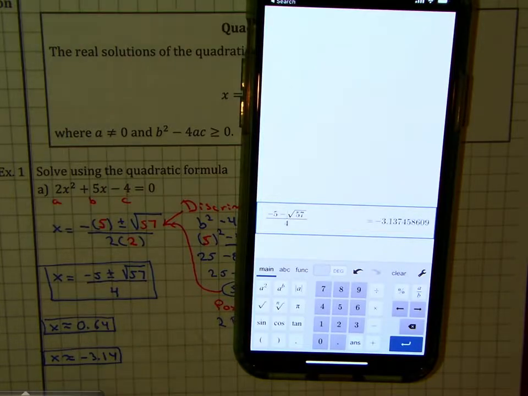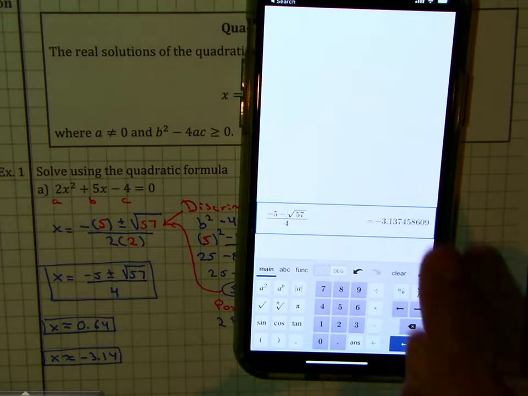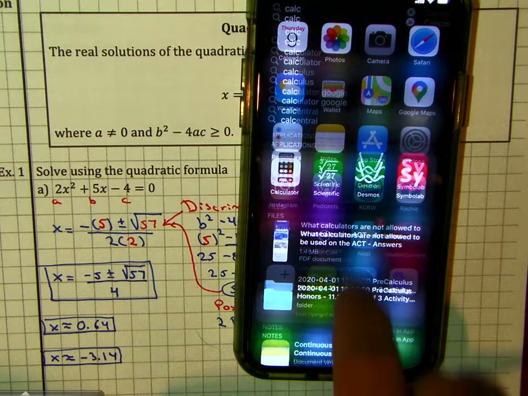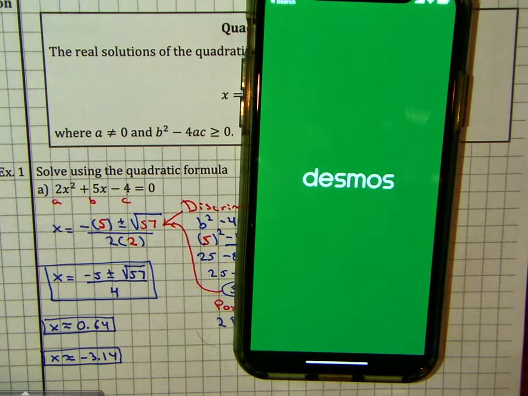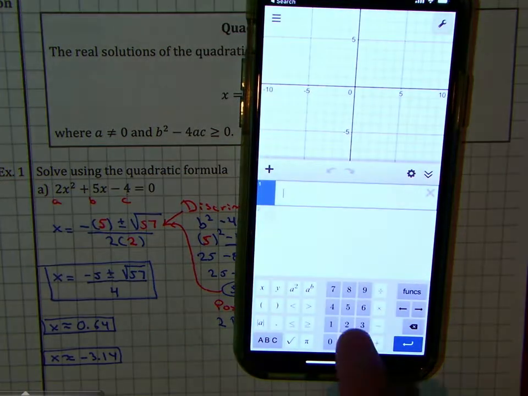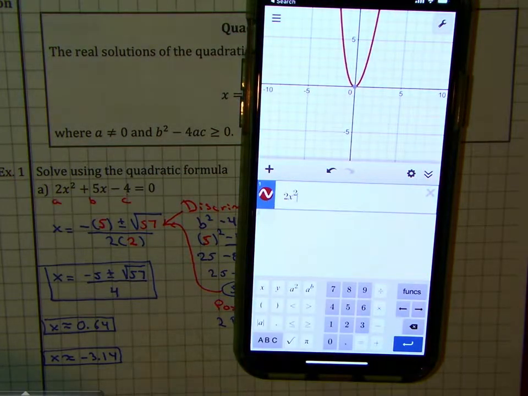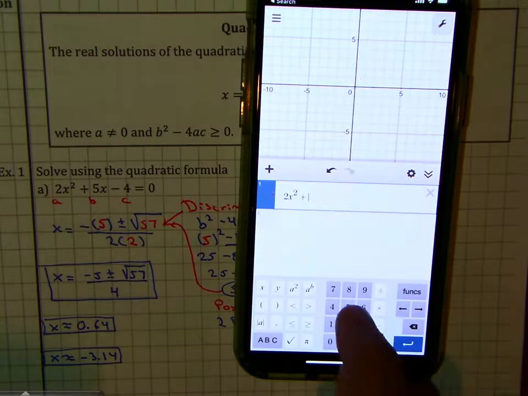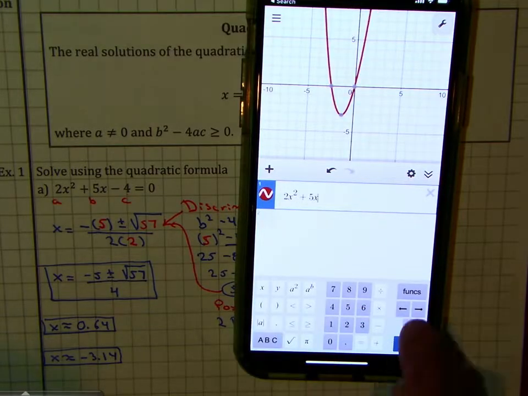So we have two real solutions. Now I'm going to go into my decimals calculator, and I'm going to type in my equation: 2x squared plus 5x minus 4.